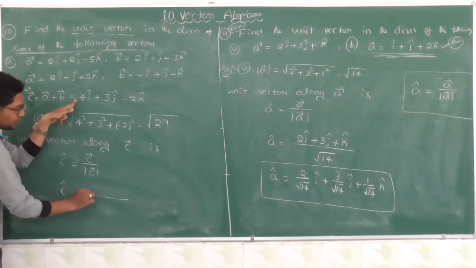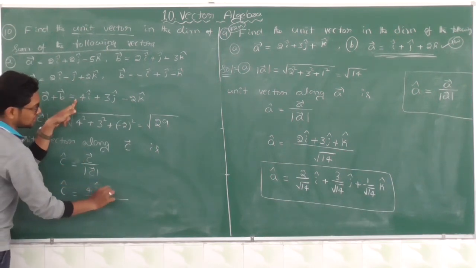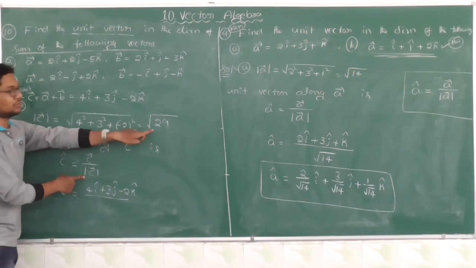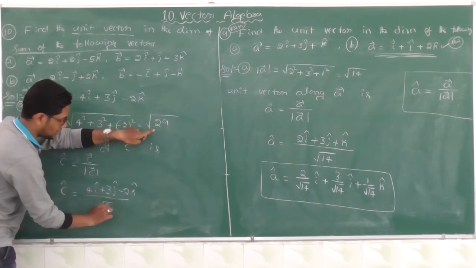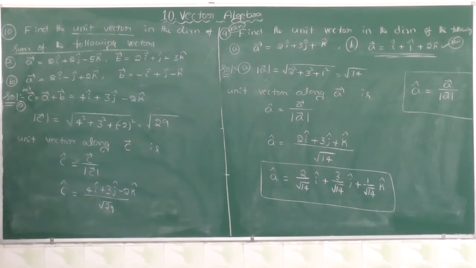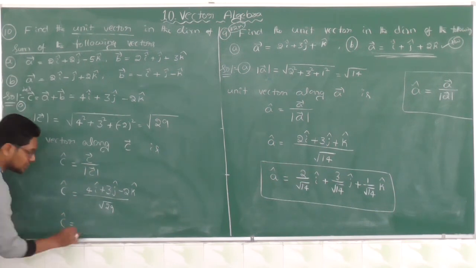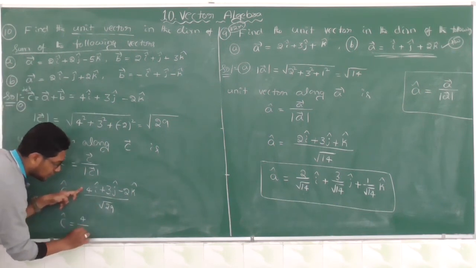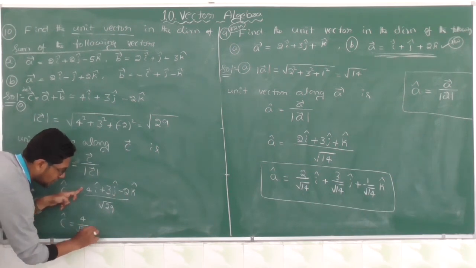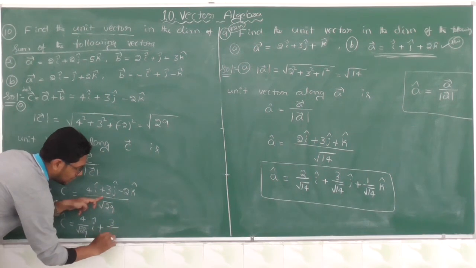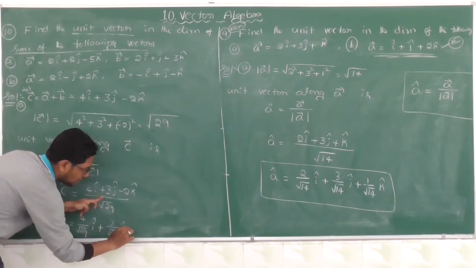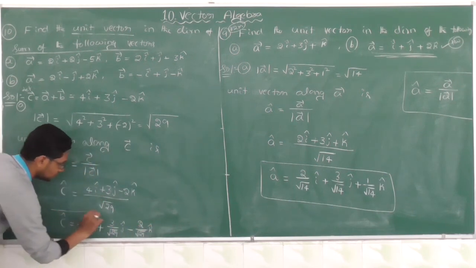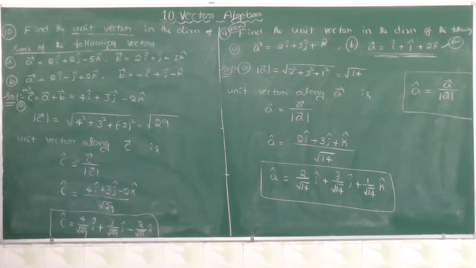C cap equals C vector, 4i cap plus 3j cap minus 2k cap, divided by the magnitude of C vector. The magnitude of C is the square root of 29. So C cap equals 4 divided by the square root of 29 i cap, plus 3 divided by the square root of 29 j cap, minus 2 divided by the square root of 29 k cap. Hence it is the unit vector.